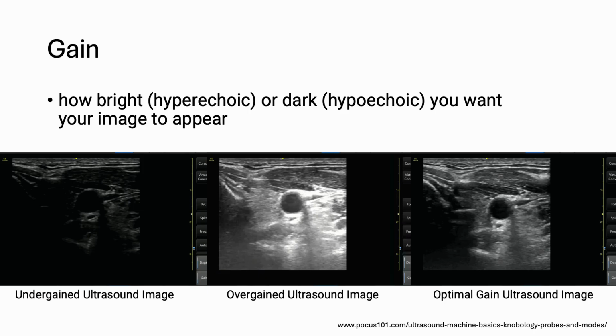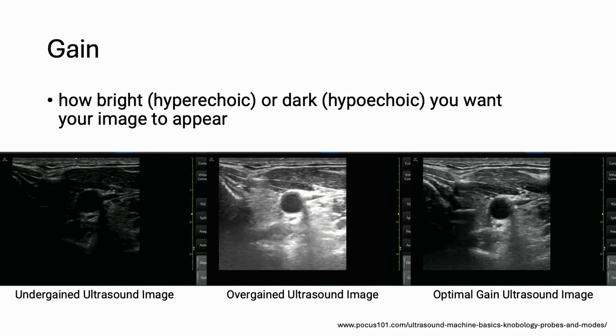So it's important that the image is showing up clearly so you can identify the different structures and the different possibly fetal parts or whatever you're looking at. So you can see in these three images, you have an undergained image where it's very dark.